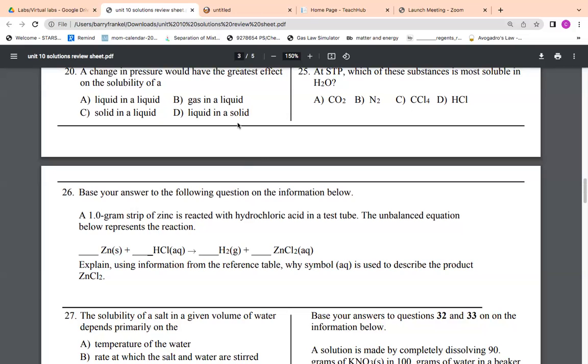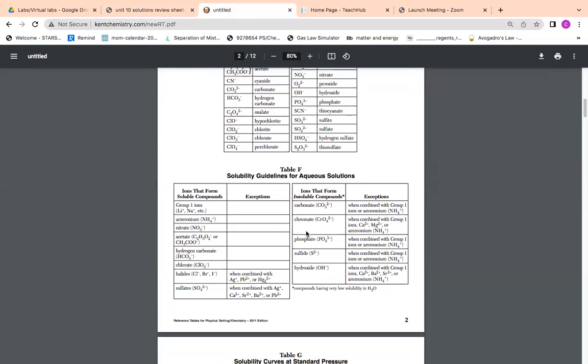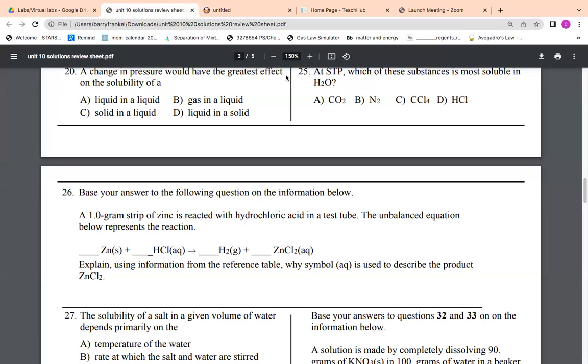A 1 gram strip of zinc is reacted with hydrochloric acid in a test tube. The unbalanced equation below represents the reaction. Explain, using information from the reference table, why symbol AQ is used to describe the product zinc chloride. So we are going to have to go to Table F, solubility. If we look here, chlorides are typically soluble, except when they're with these three things. However, we don't have any of those exceptions. So this is just soluble. So we can just say, because zinc chloride is soluble in water.